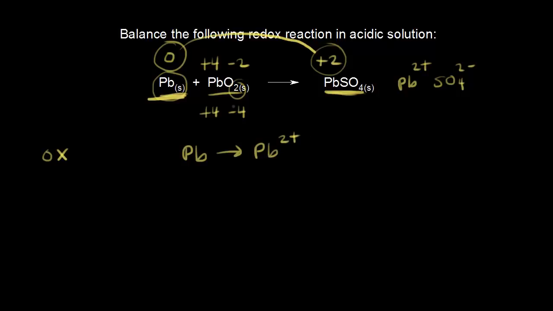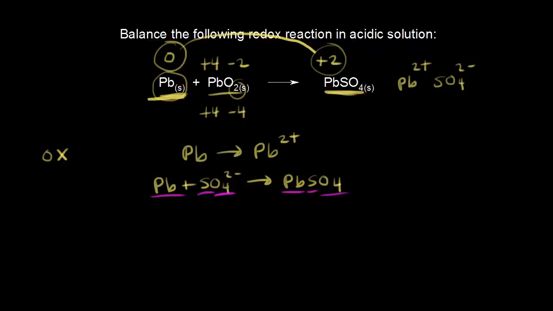We have sulfate present, so we need to have sulfate on both sides. So if we have solid lead plus SO4 2-, that goes to lead sulfate, PbSO4. Next, we look at our atoms, and we have 1 lead on the left and 1 lead on the right, 1 sulfur on the left, 1 sulfur on the right, 4 oxygens on the left, and 4 oxygens on the right. So all of our atoms are balanced.